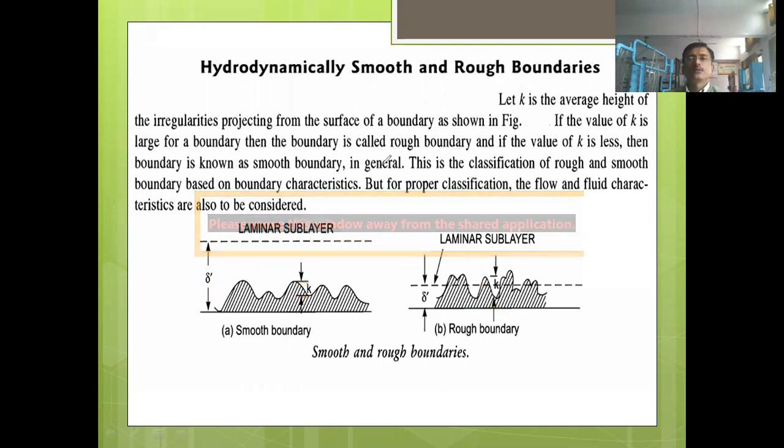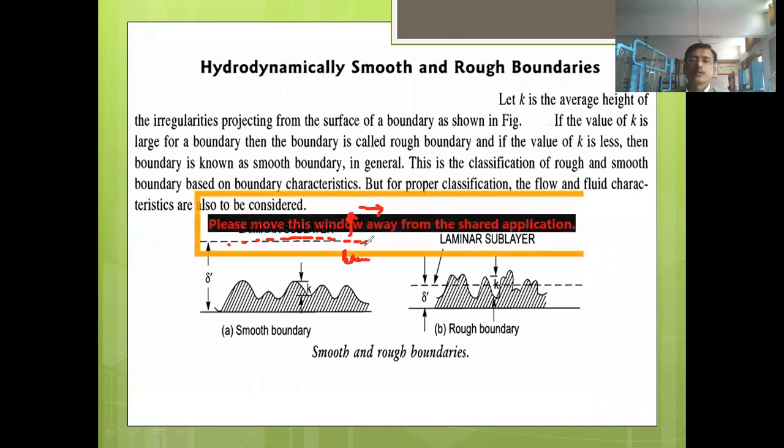ठीक आहे, लॅमिनर सब लेअर म्हणजे काय, the layer beyond which the flow will be turbulent flow here, and या ठिकाणी फ्लो असेल लॅमिनर फ्लो. ओके, याच्या खाली लॅमिनर फ्लो आहे, वरती टर्बुलंट फ्लो आहे. या ठिकाणी वरती टर्बुलंट फ्लो आहे, खाली लॅमिनर फ्लो आहे. But the value of k is larger than the laminar sublayer, so this is the rough boundary, and this is called as the smooth boundary.